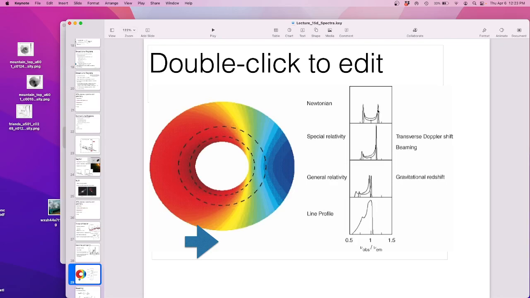Gravitational redshift moves everything south to lower energy. So it goes over here. So we get this picture when you smooth it all out for reality. So we have two things. We have Doppler beaming. We have general relativistic redshift.